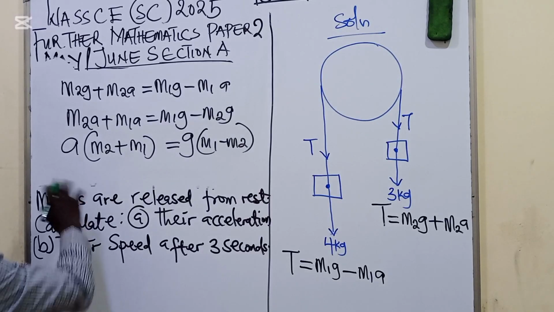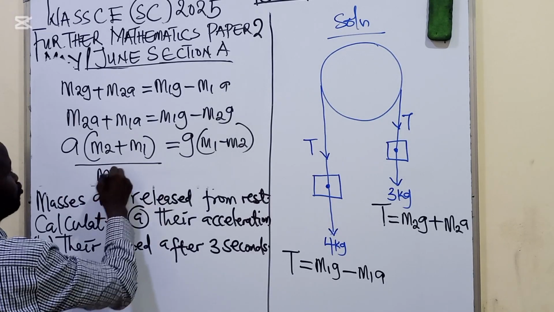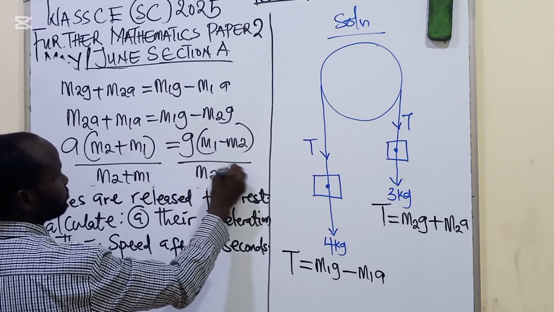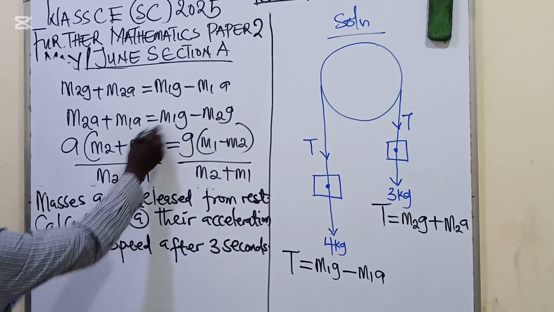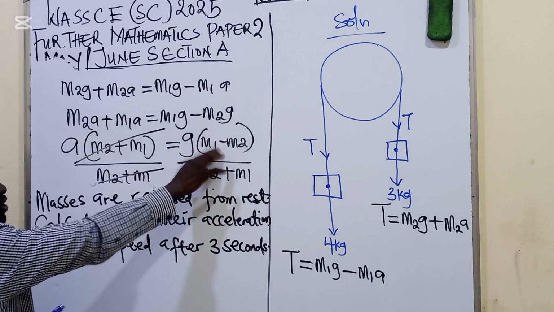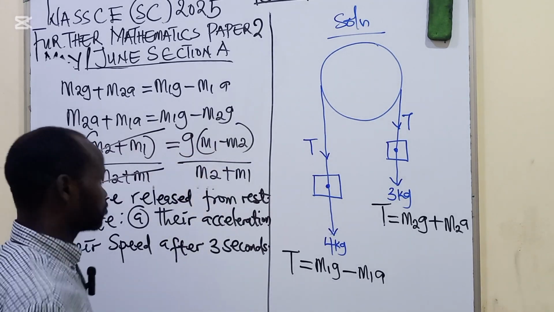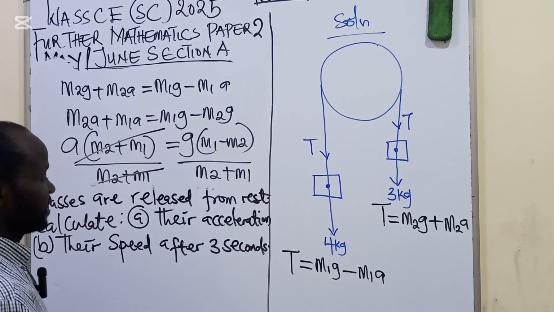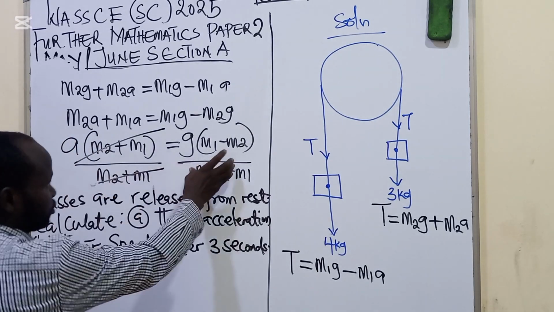So at this point, we can divide both sides by m2 plus m1, and this is said to be the acceleration. The acceleration that we are looking for now, a, is equal to g into m1 minus m2, divided by m2 plus m1. So this will be the acceleration. So it's just a question of substitution.